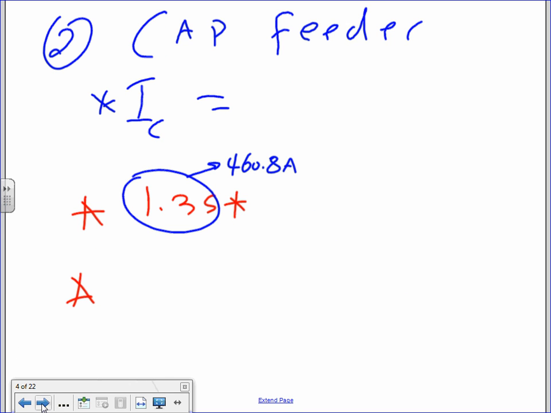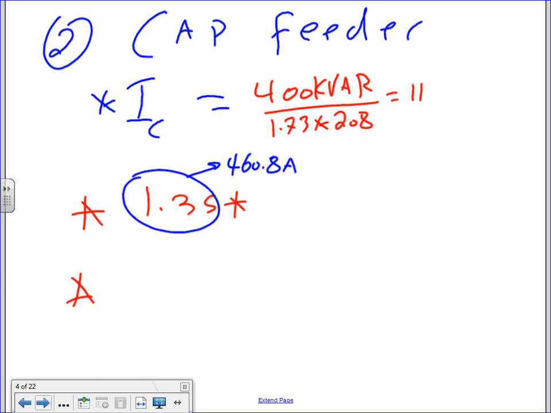Cap feeder. So now that you know the capacitor, Adam, you can size your feeder. So the way we size the feeder, now that we know the capacitor size, we take the 400 kVAR divided by the voltage of the power system that we have, 1.73, three phase 208. And that will get you a full load amp of 1112 amps.